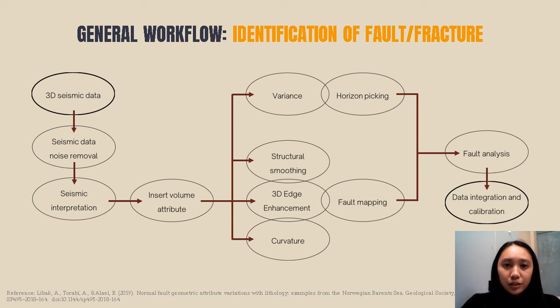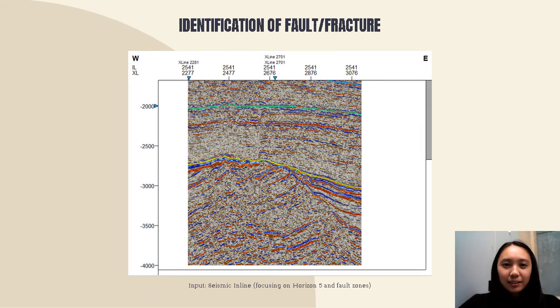With the available 3D seismic data provided, this general workflow can help us to identify fault or fractures by using Petrel or other seismic interpretation software. This diagram shows the original 3D seismic data in the interpretation window, focusing on the possible fault zone. To maximize the use of attributes, data conditioning such as noise reduction can be done to produce clearer seismic sections.